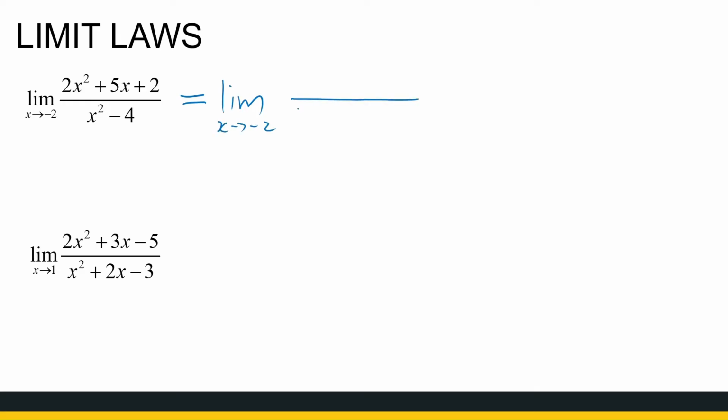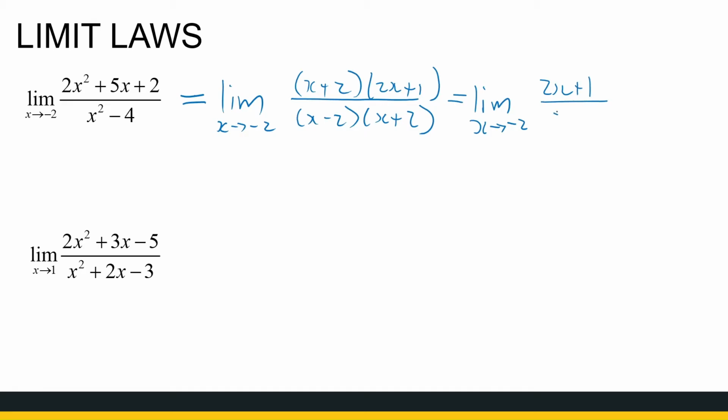Now my denominator we can easily factorize, x minus 2, x plus 2. The numerator we can factorize, that is x plus 2, 2x plus 1. Let's just check, our middle term is 4x plus 1 plus x is 5x, that works out. All right, now like we saw in the previous video, this limit is the same as the limit as x approaches -2 of the function 2x plus 1 over x minus 2.